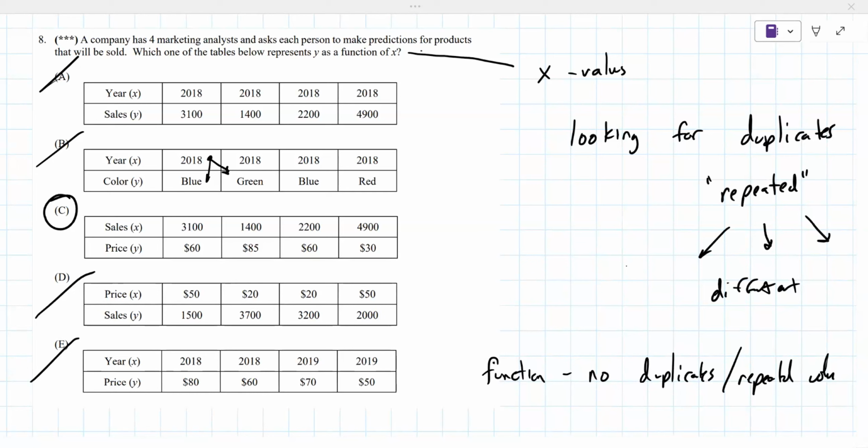Okay, let me know where to go from here. We do number 9. Sure.